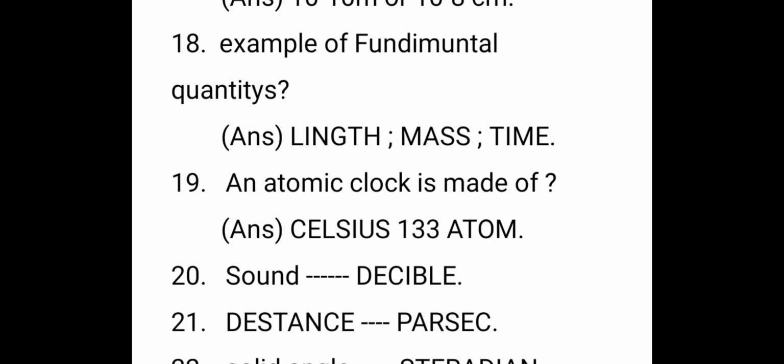The example of fundamental quantities. The quantities are of two types, which we already discussed. One is the fundamental quantity and the other is the derived quantity. The fundamental quantity is a quantity that does not depend on others. This is the independent quantity. For example, length, mass and time. It never depends on others. The second one is the derived quantity. The derived quantity depends on the fundamental quantity.